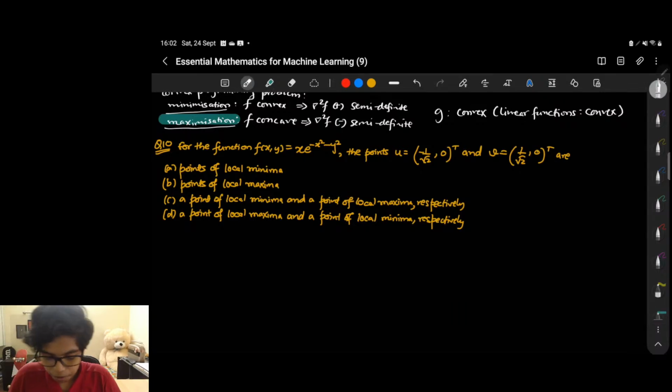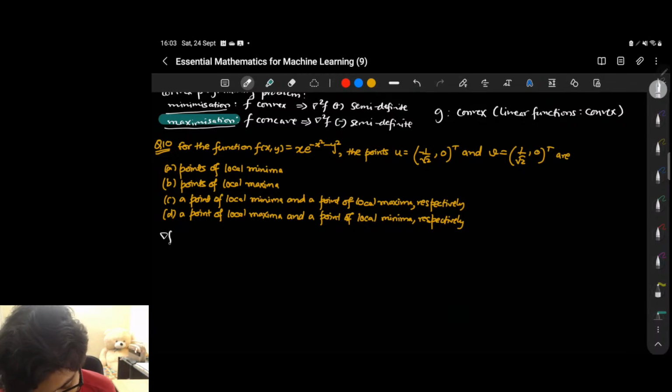So we are given a function f(x, y) is equal to x e to the power minus x squared minus y squared. And we have 2 points, negative 1 over root 2 comma 0 and 1 over root 2 comma 0. And we need to check whether these points are points of minima or points of maxima. And let us do that.